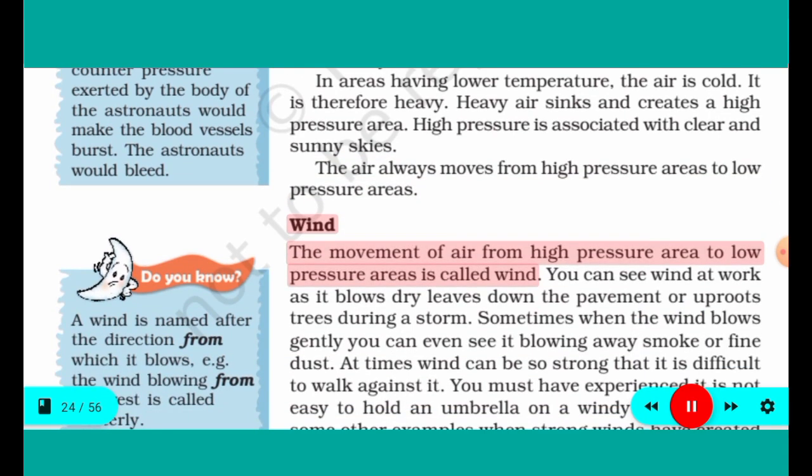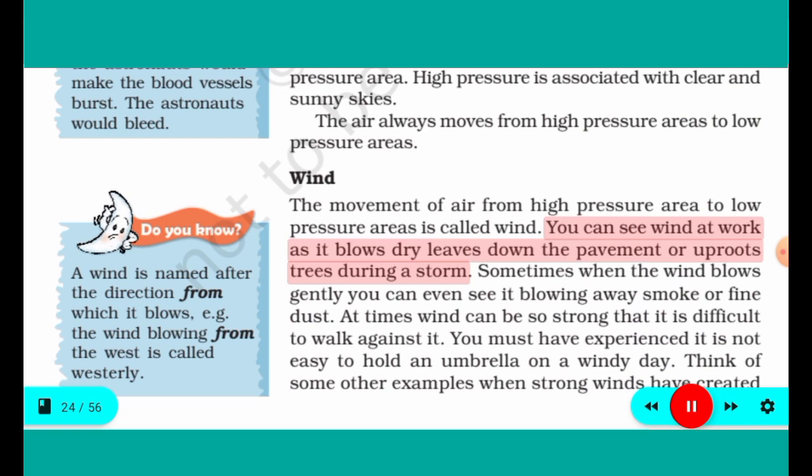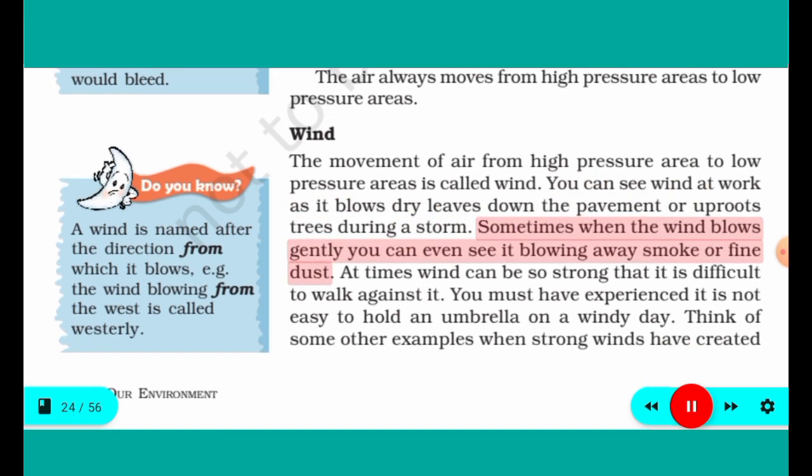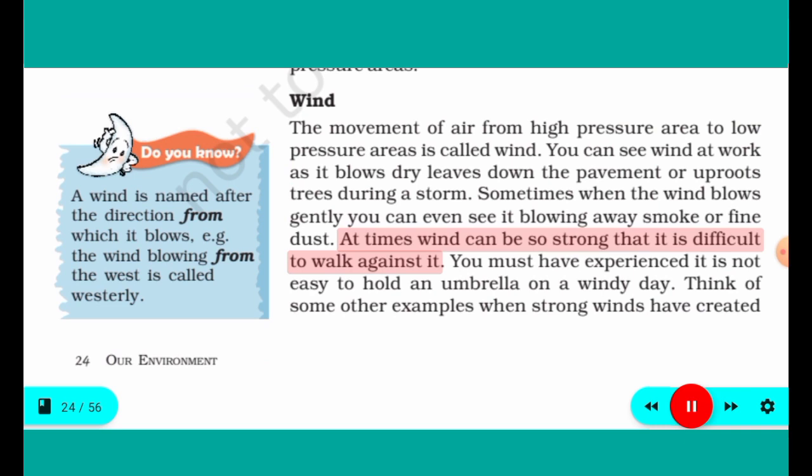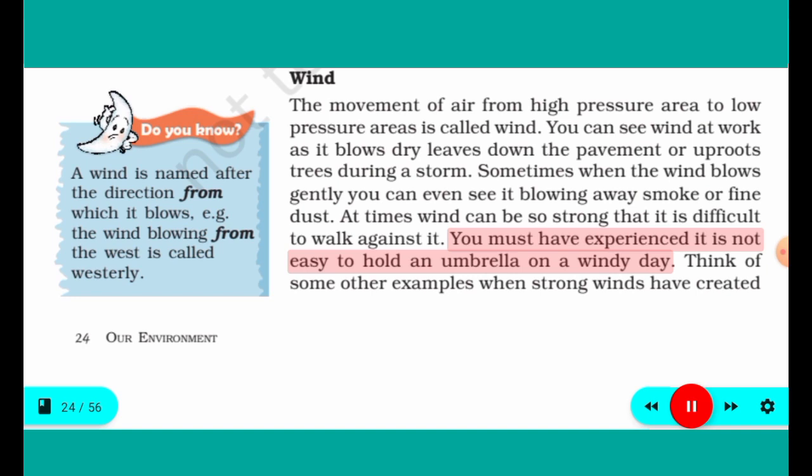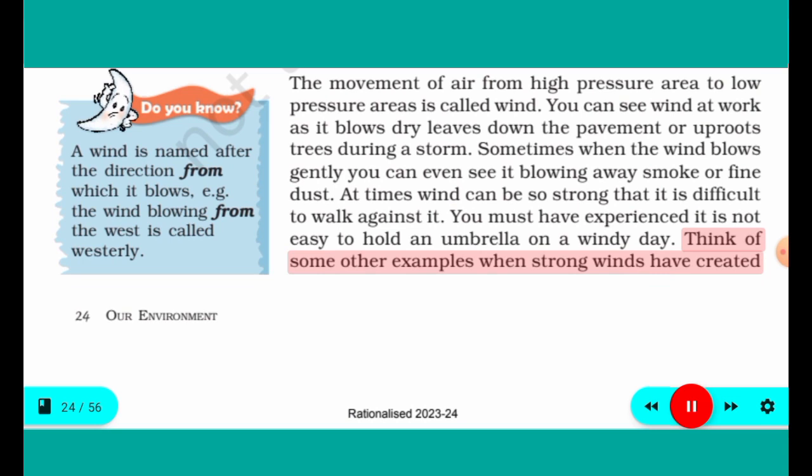Wind. The movement of air from high-pressure areas to low-pressure areas is called wind. You can see wind at work as it blows dry leaves down the pavement or uproots trees during a storm. Sometimes when the wind blows gently, you can even see it blowing away smoke or fine dust. At times wind can be so strong that it is difficult to walk against it. You must have experienced it is not easy to hold an umbrella on a windy day. Think of some other examples when strong winds have created damage.